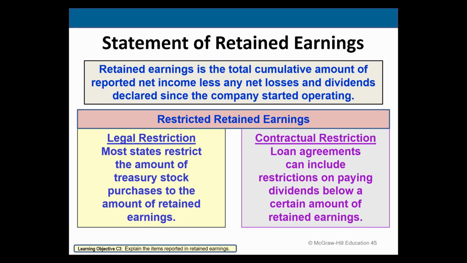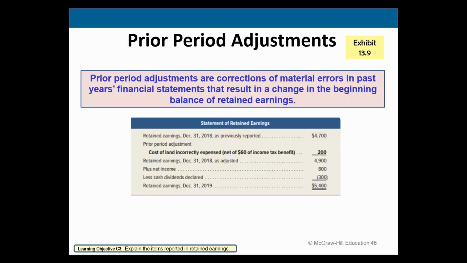The term appropriated retained earnings refers to a voluntary transfer of amounts from the retained earnings account to the appropriated retained earnings account to inform users of special activities that require funds. Prior period adjustments are corrections of material errors in prior period financial statements. These errors could include math mistakes, improper accounting, and missed facts.